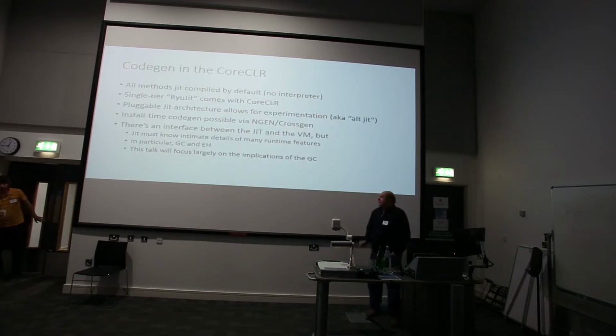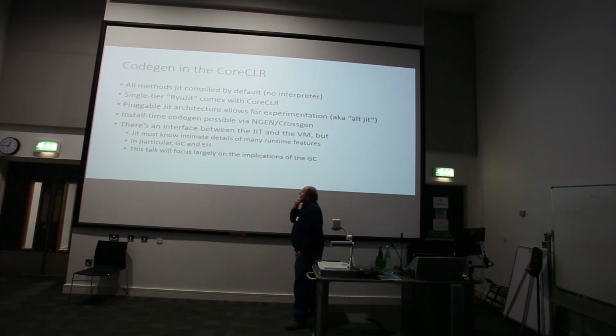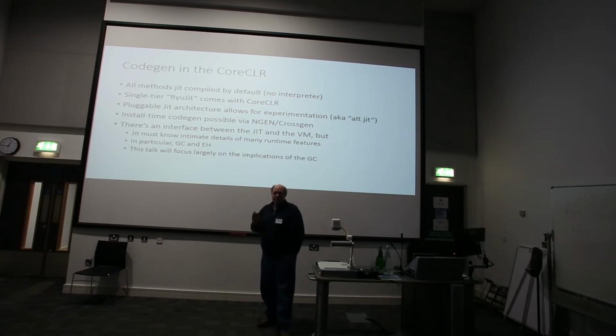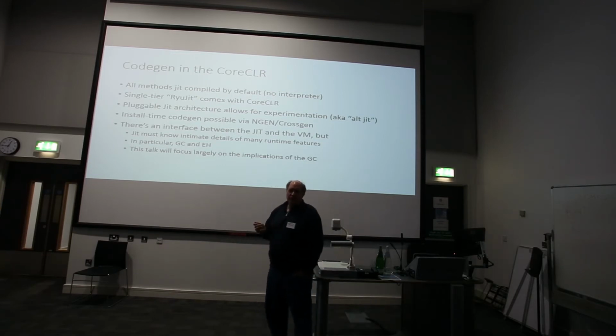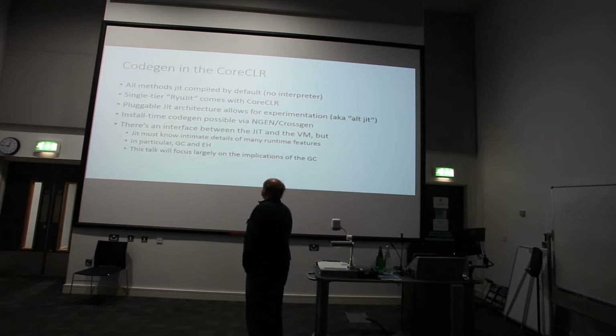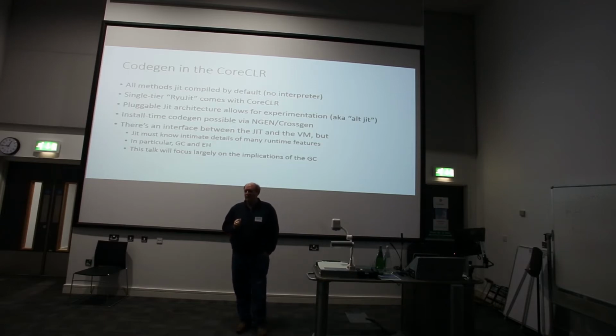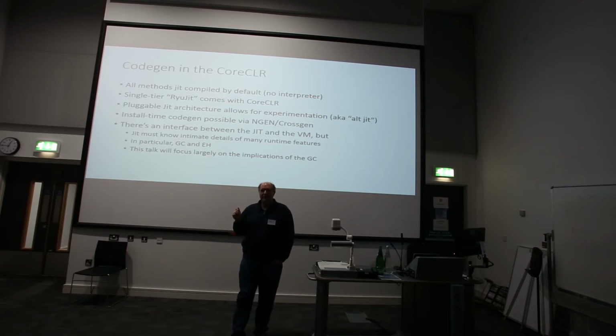Before I get to that, just to remind you, or maybe you don't know, in the CoreCLR there's no interpreter. Everything gets JITted the first time it gets executed. There's no re-JITting. You get one shot at it, that's it. There's actually a pluggable JIT architecture, so you can overlay another JIT on top of the existing JIT and say, you get the first shot at JITting this method, and you can either JIT it or you can decide to pass. And if you pass, then the existing JIT will go ahead and JIT it for you.